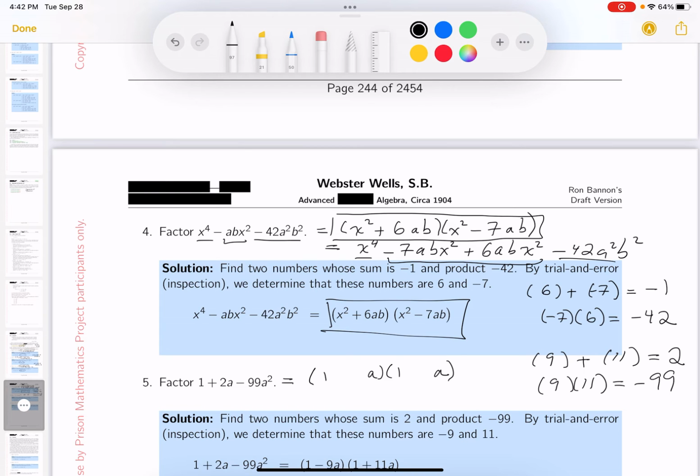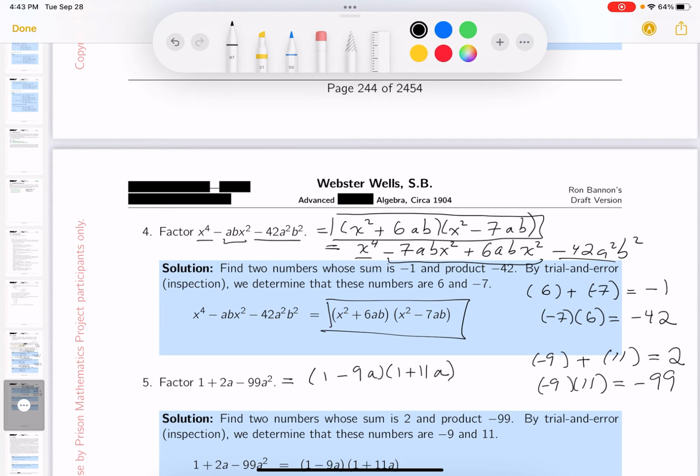All right? And what am I going to say? I'm going to say -9 plus 11. Does that work? Well, -9 plus 11 is 2. And -9 times 11 is -99. So let's write that down. And I will check it. -9 plus 11. Let's check it. What does this give me?